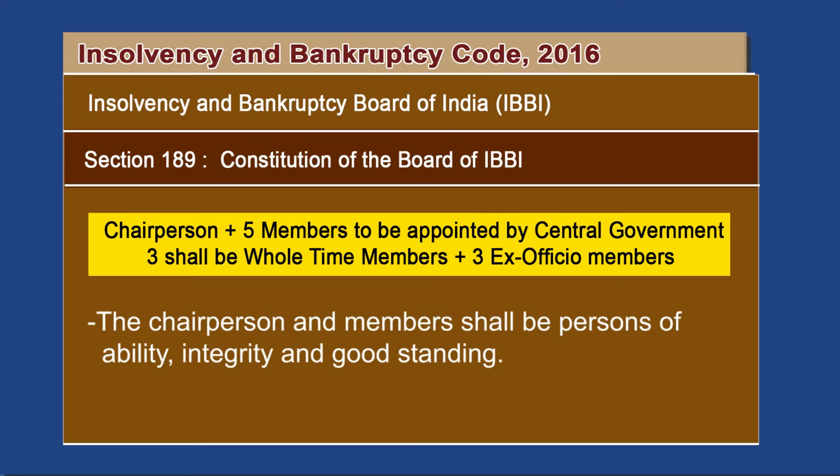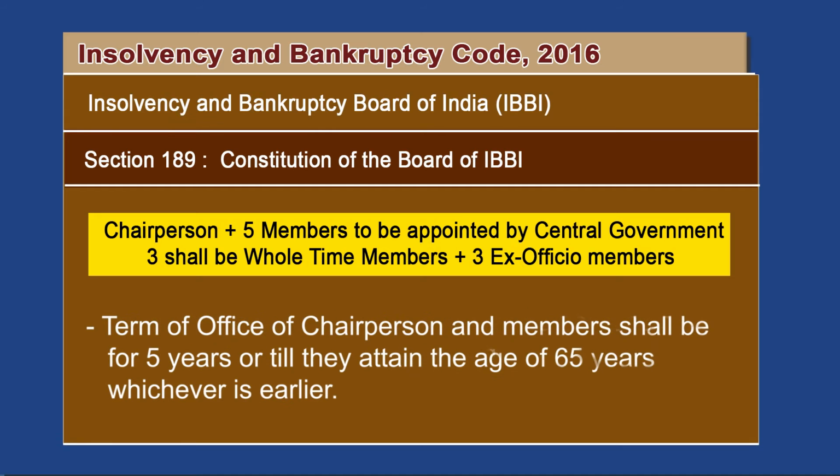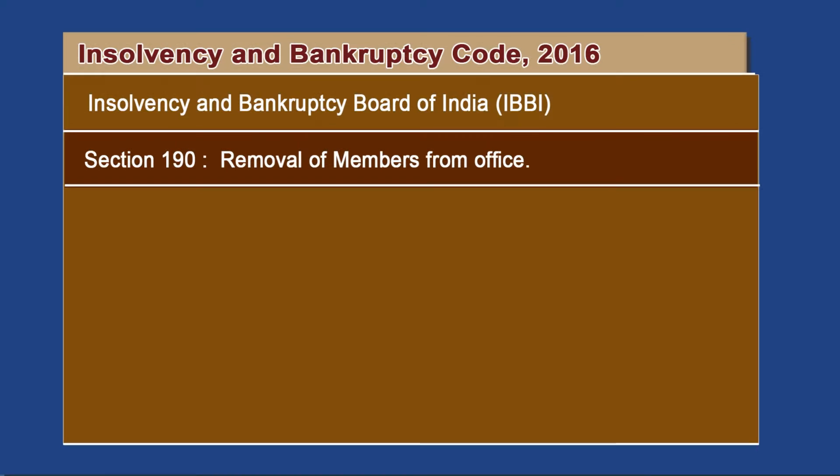The chairperson and members shall be persons of ability, integrity and good standing. The term of the chairperson and members shall be 5 years or till they attain the age of 65 years, whichever is earlier. The selection committee for selection of the chairperson shall consist of a chairperson of cabinet secretary rank, plus expert members of repute, plus secretaries to the Government of India.